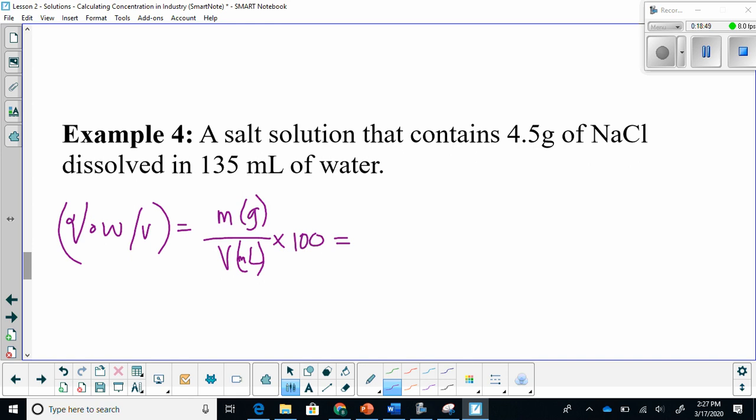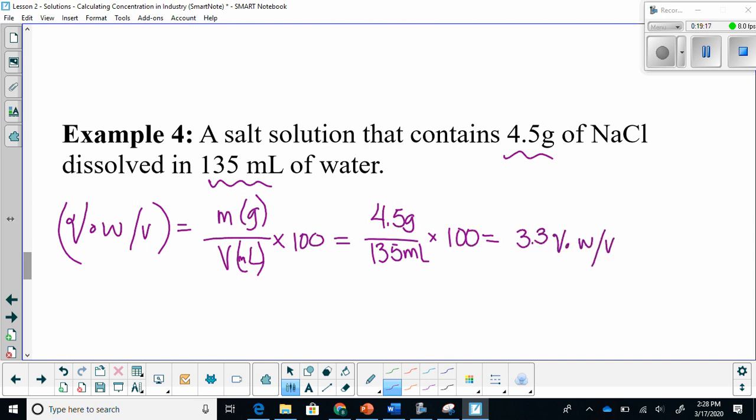So we check to see that our mass is in grams. Perfect. We can plug that in right away. We check to see that our volume is in milliliters. Perfect. We can plug that in right away. Okay, and then multiply by 100. This is a very simple calculation to put into your calculator, and we're going to get 3.3% weight per volume to 135 milliliters.